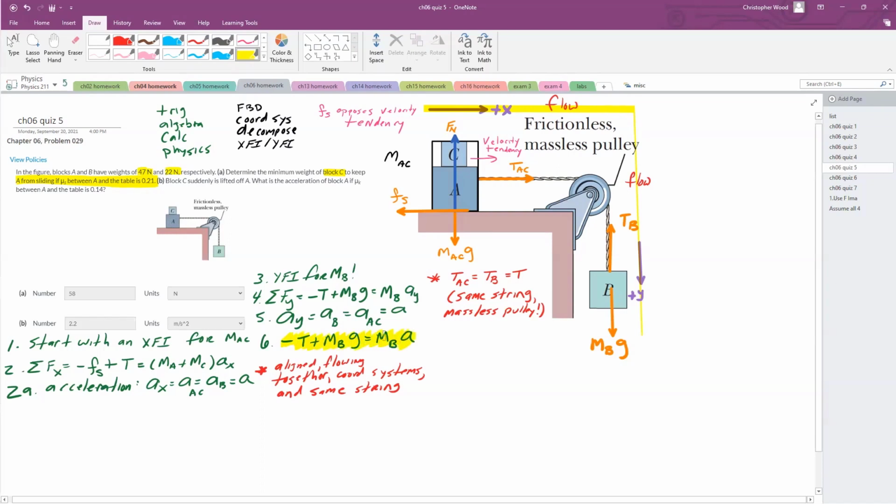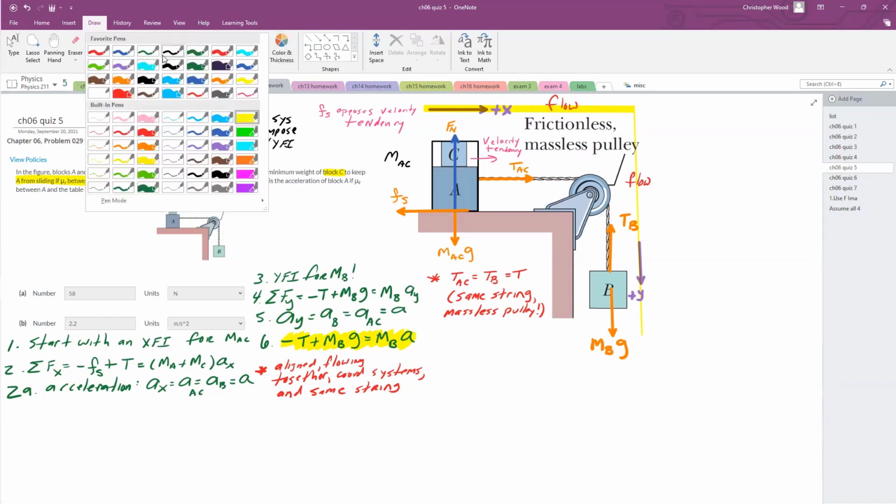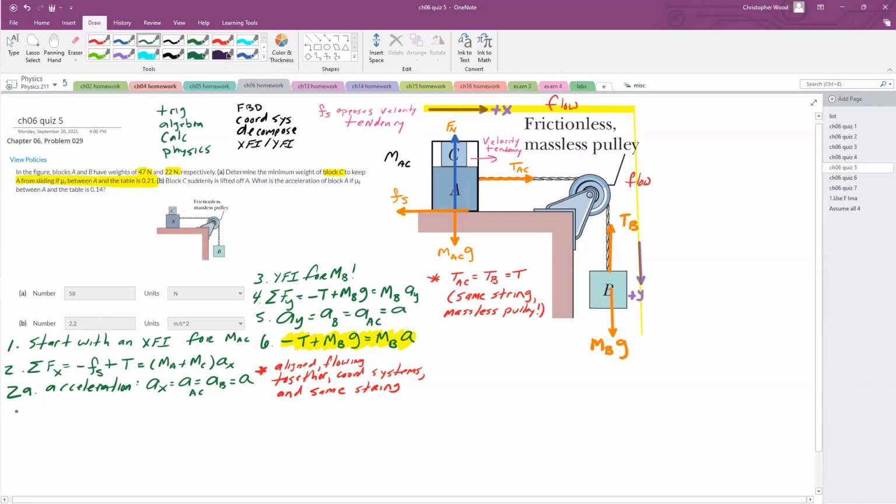And you know what? As I look at block AC, I haven't taken that as far as it can go. I need to go back, and I'm just going to do 2B. I have to return to my X force because I left it incomplete. So if I keep going here, negative F sub S. Negative F sub S is negative mu sub S times F sub N plus T equals mass A plus mass C. So I should have done this before, but I'm doing it now, times A.